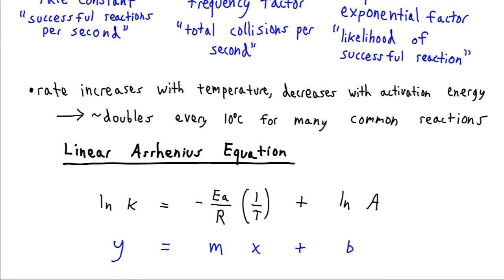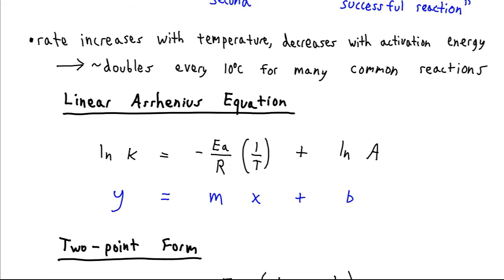So this has the form of a line, y equals mx plus b. 1 over T is x. This minus Ea over R is our slope. So if we plot this, then whatever we get for our slope, we can set it equal to this term. And of course, we can set our frequency factor equal to wherever we intercept on the plot.